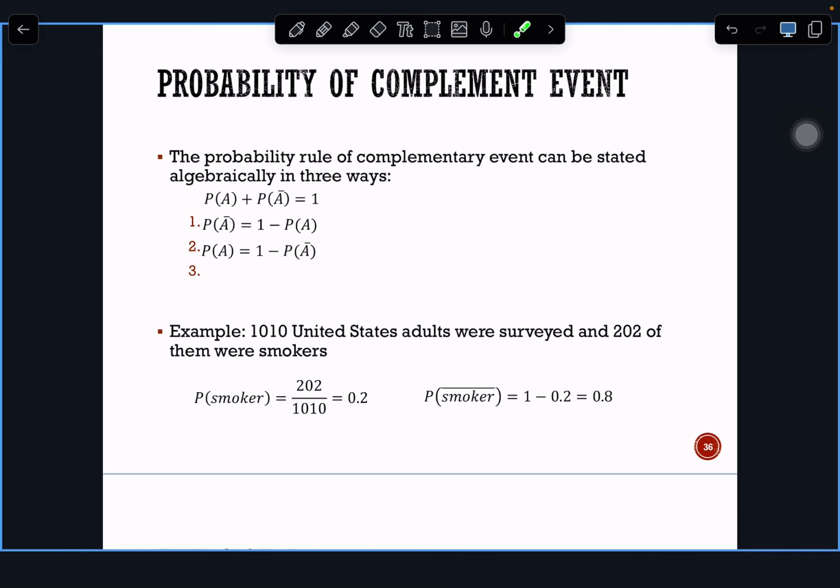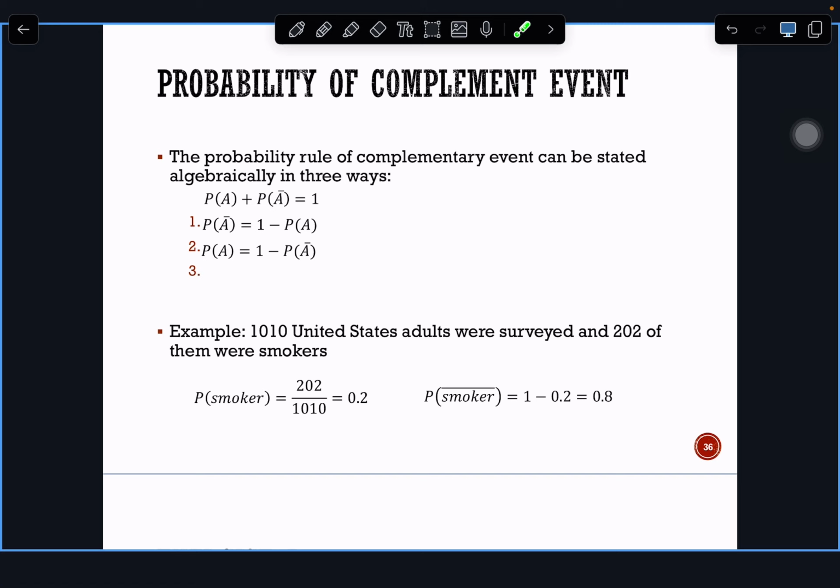So if you pick P(A), or let's say in that case we take P(D) plus P(D bar), we should have 1. That is the relationship between an event and the complement event. Always 1. If you ask why, the total probability is 1.